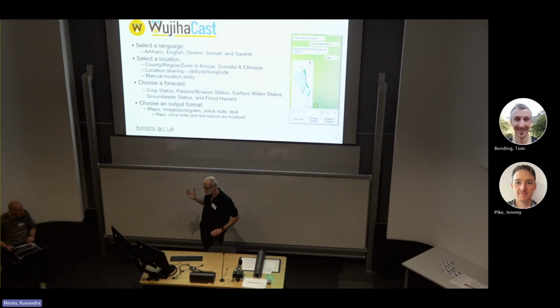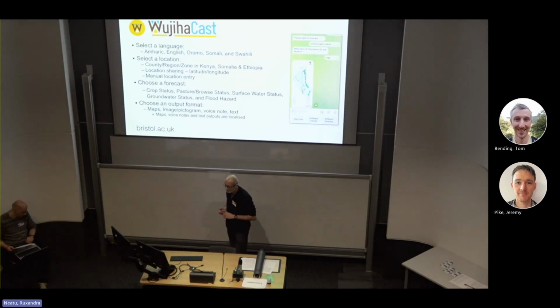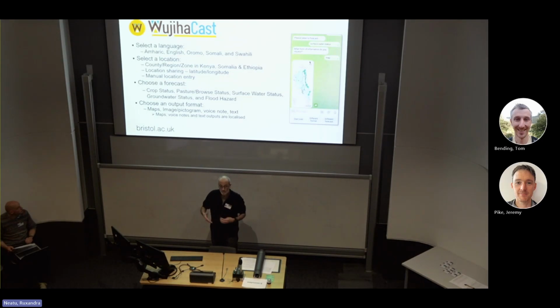So these are the 4 parts of the bot, the 4 questions. We ask users what language they would like to use: Amharic, English, Oromo, Somali, or Swahili. We then try and find their location. If they're willing to share, as I said, then we can use their longitude and latitude and work out what region in those countries they're in. But they can also, if they want to forecast for a region that they're not in, go through a pick list and say, I'd like a forecast for this region.